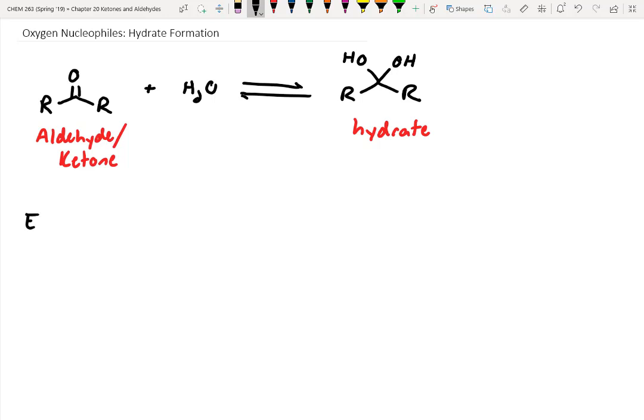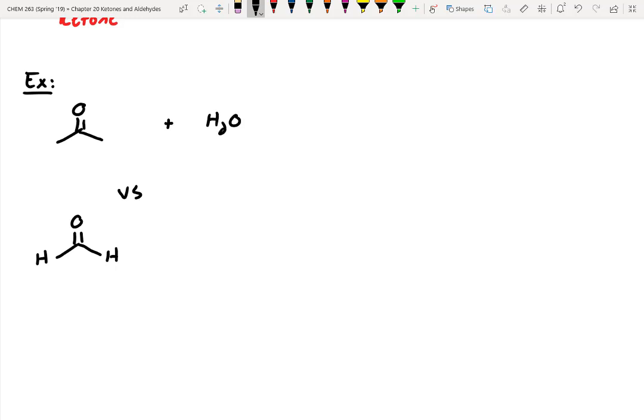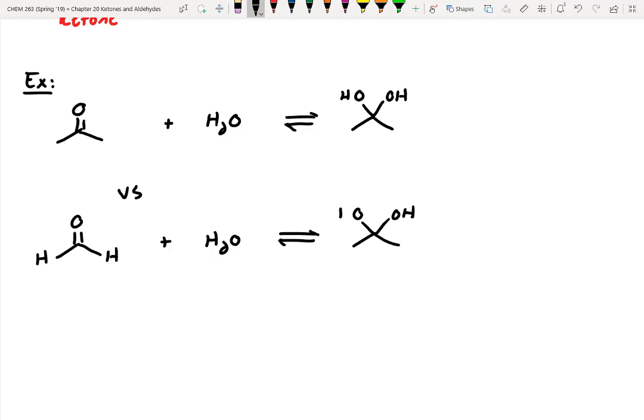Let's take a look at some other examples. And I just want to do a quick comparison. So in the top example, what's the name of that ketone? Acetone. What's the name of the aldehyde on the bottom? Formaldehyde. So in each of these cases, they can form hydrates. My question for you is, which one's going to form more of the hydrate in solution? Acetone or formaldehyde? Formaldehyde, why?